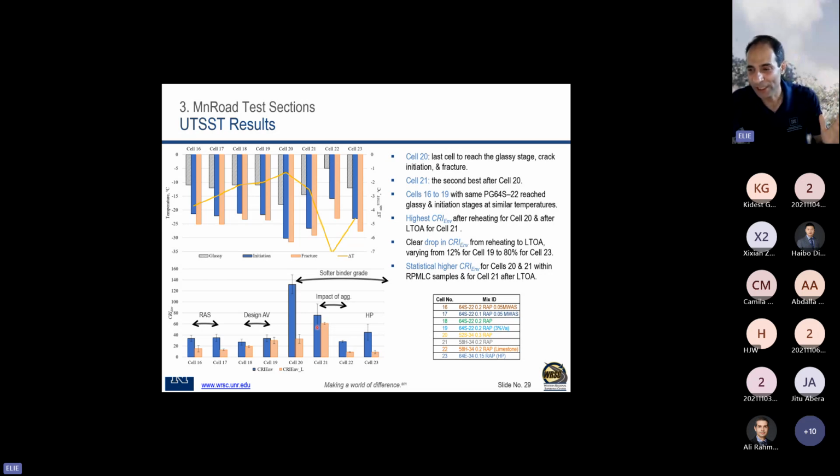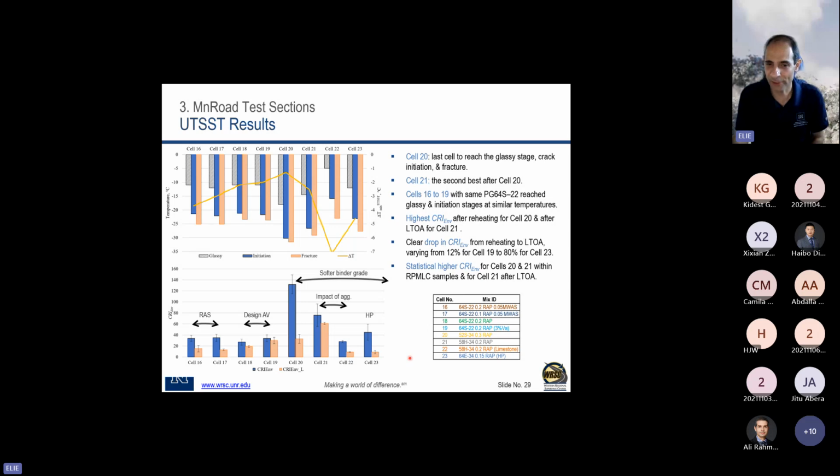Look at this. When we change the aggregate type to limestone, everything else the same, just the aggregate type, it drops significantly. So don't assume that aggregates are not important. They're significantly important. Why? Because their absorption might be different, the film thickness might be different, and all of that. And then the high polymer did not perform as expected in this study. I don't want to generalize this, because there were some challenges with the high polymer that was used.